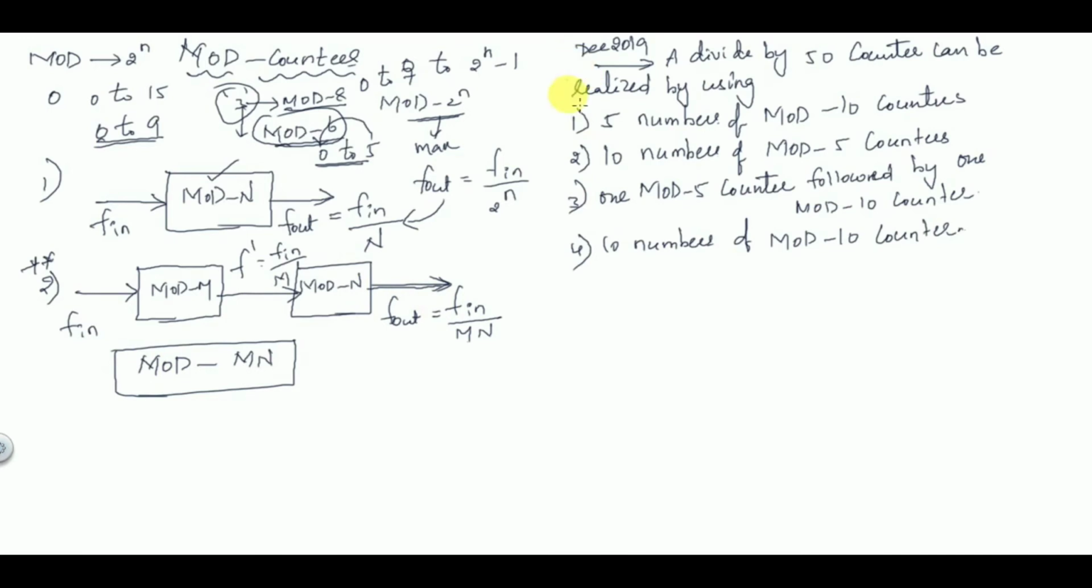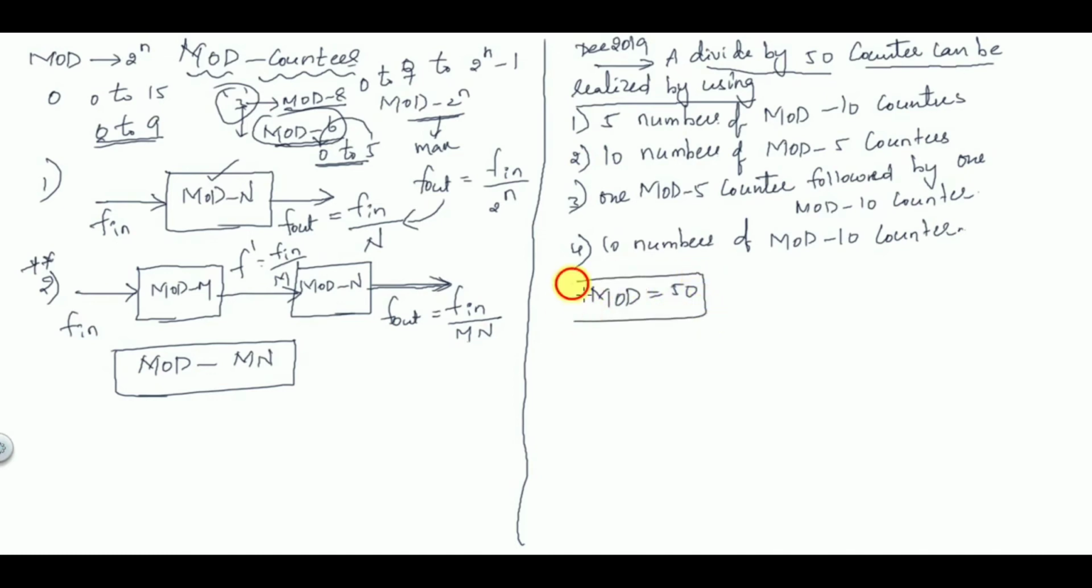If you see the question which I have taken here, it was asked in a recent exam, the December 2019 UGC NET Electronic Science exam. It asks how a divide by 50 counter can be realized. A divide by 50 counter means the total modulus number is 50, that is what he is telling us. The modulus value must be equal to 50.